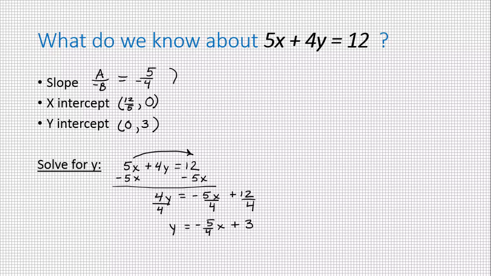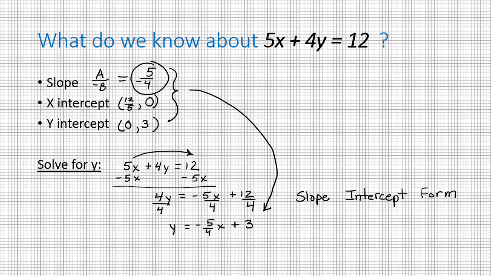Okay, now let's look back at the slope and the intercepts and see if they show up in this equation. Remember, it's called slope-intercept form. Well, the slope showed up as the coefficient of the x term, and the y-intercept seems to be right here in the constant term. I don't see the x-intercept anywhere. This is exactly what happens when you solve for y. The slope appears and the y-intercept appears every time, and that's why it's called the slope-intercept form.